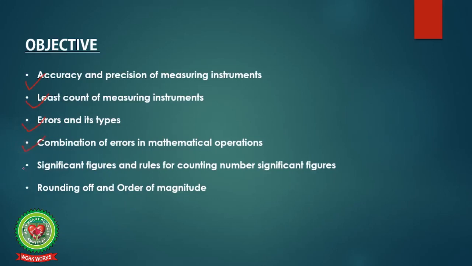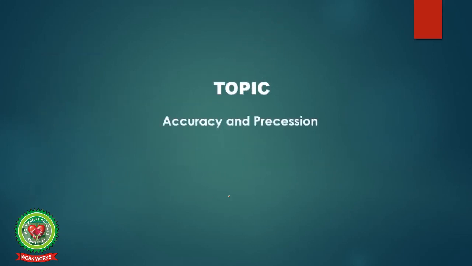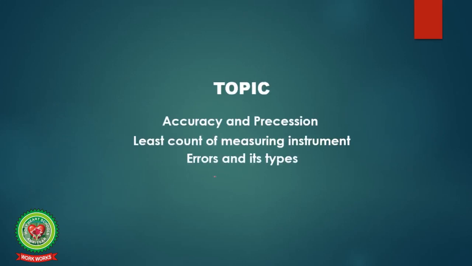Then significant figures and rules for counting the number of significant figures, and also we'll study rounding off and order of magnitude. Order of magnitude is a new term for you. We'll come to know it at the end of the chapter. Now, the topics for the day include accuracy and precision, least count of measuring instruments, and errors and their types. So these three are the topics which we are going to cover in today's lecture.